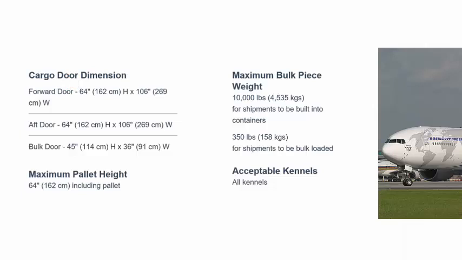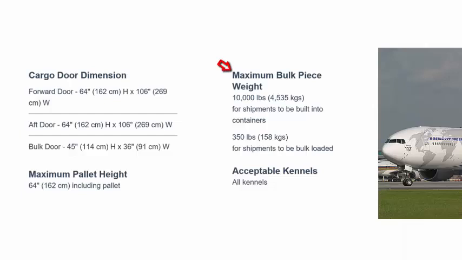There are other numbers that are important. This is a height restriction, and we can see it on the forward door. The cargo door dimensions, 64 by 106. The aft door, that's the rear door, also 64 inches. And then there's a bulk door, even a smaller door, that only has a 45-inch height capacity. If we are importing cargo that happens to be tall, we have to be aware of that because our freight will only be able to go on cargo airlines if it exceeds 64 inches in height. That's the key factor here.